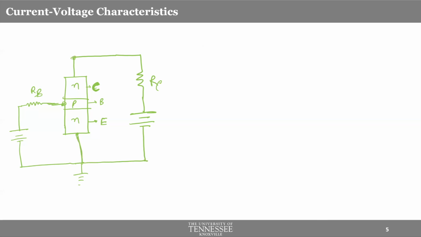So emitter is the reference for determining the base voltage as well as the collector voltage, right? We are taking emitter as the reference. That's why this is called a common emitter.